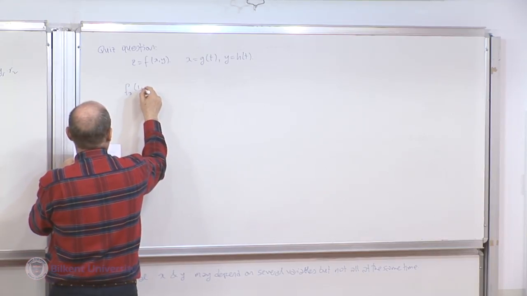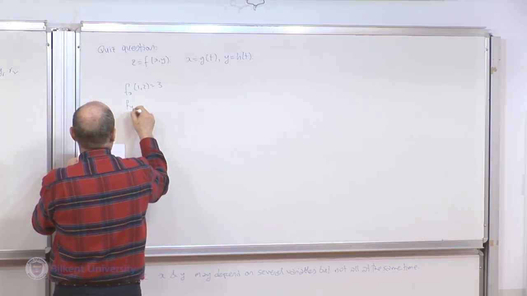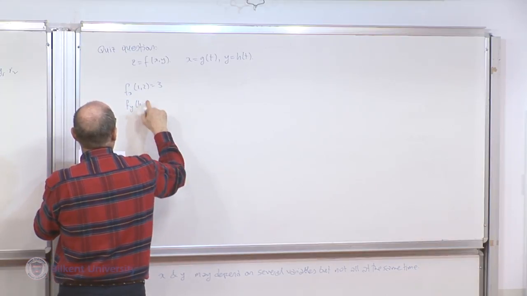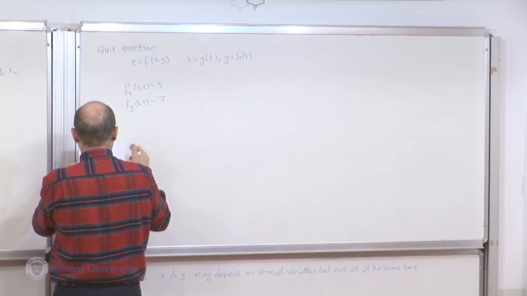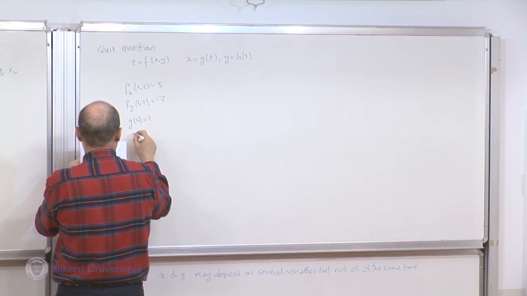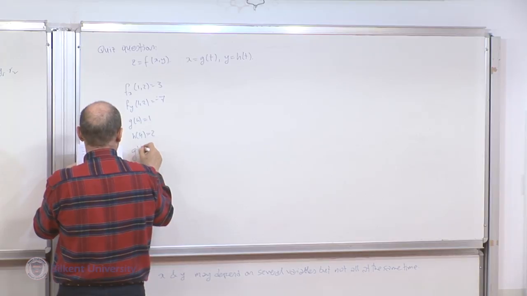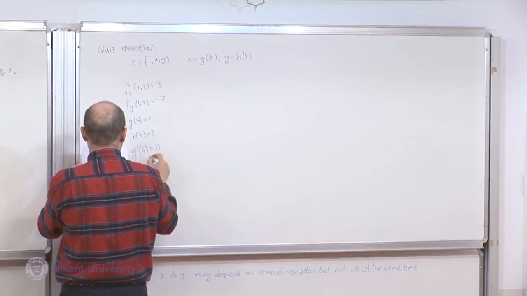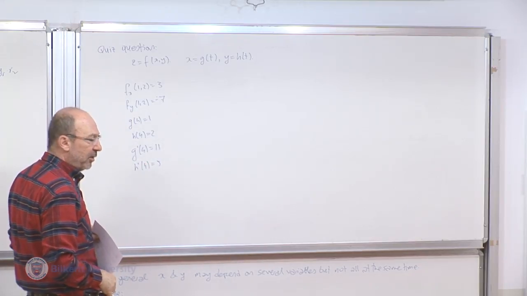F_x of (1, 2) is equal to 3. F_y of (1, 2) is equal to -7. And g of 4 is 1. H of 4 is 2. G prime of 4 is 11. H prime of 4 is 5. Okay, so these are going to be the relevant numbers.